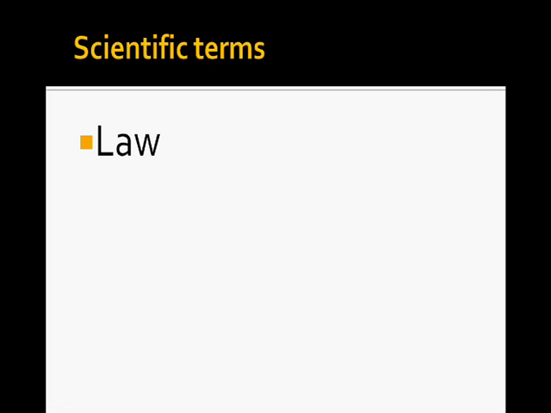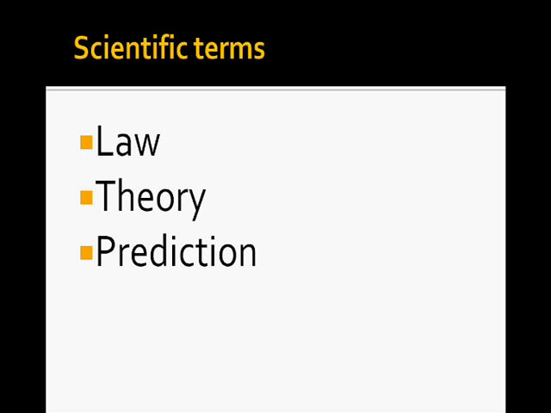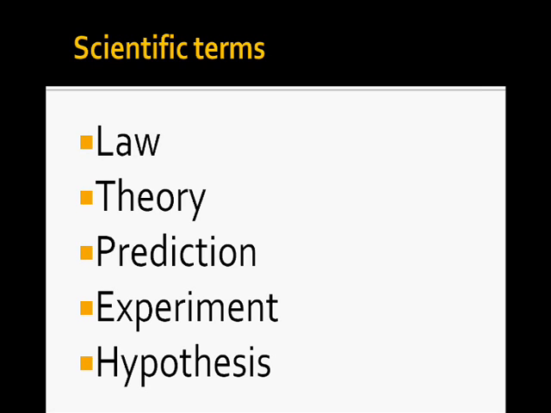First one's a law. Who thinks they know what a scientific law is? About half. What about theory? Scientific theory? Bit more. What about prediction? A little bit less. Not too many more of these. Experiment? Nearly everyone. And the last one, hypothesis. Very good. So I'm speaking to a very educated crowd. Well, it could be lies, could be lies.